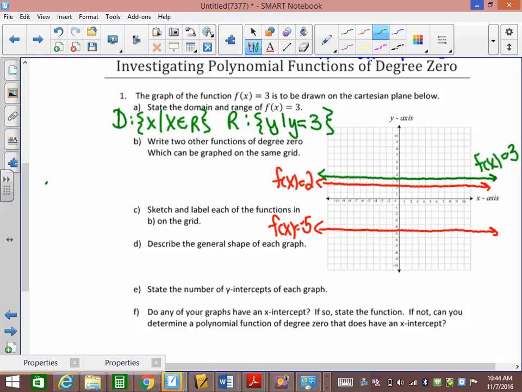Now we want to write two other functions with degree 0. We already did. We have f of x equals 2, and we have f of x equals -5. Right? What changes with domain and range on those if I change the equation? Does the domain change? No, they're still going out forever. The domain doesn't change. But my range becomes y equals 2 for this one, and y equals -5 for that one, right? Because that's the only values that exist. So only the range changes. Y equals 2, and y equals -5.